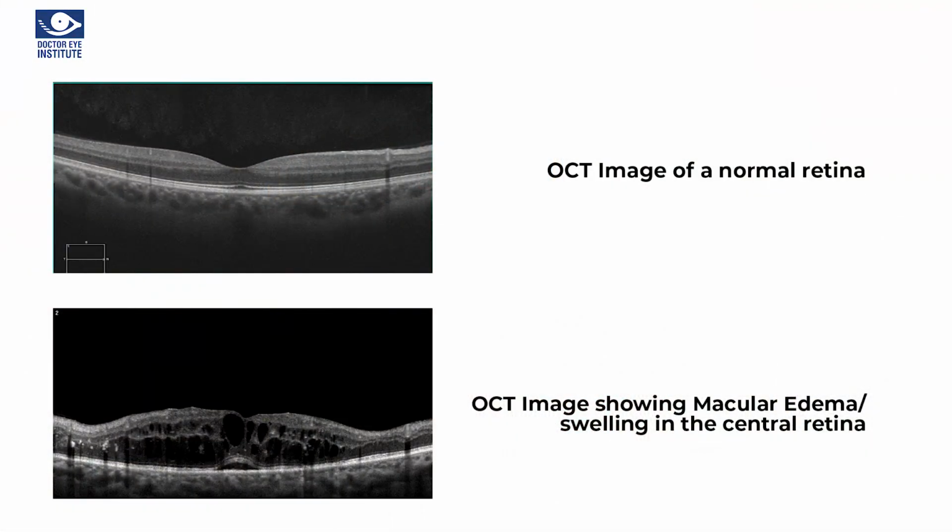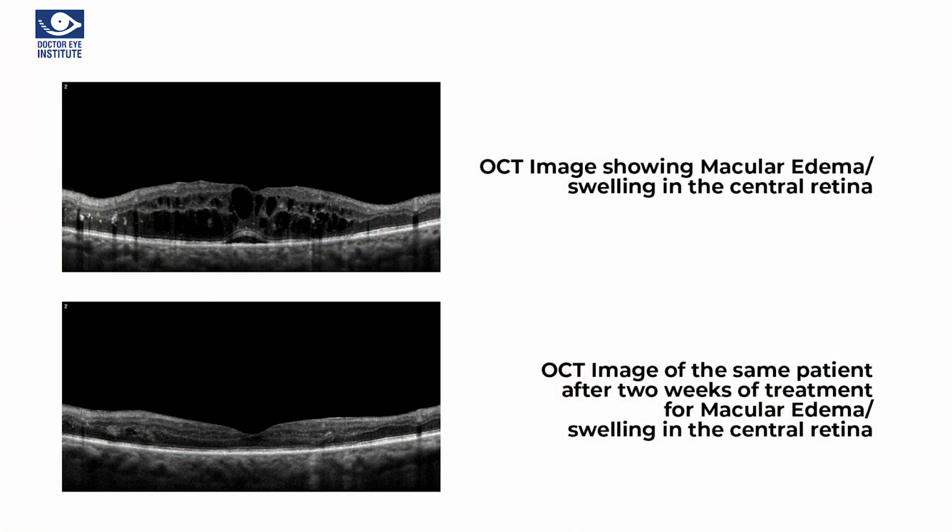As you can see, the upper image is that of a normal retina, which is only about 250 microns in thickness, and the OCT enables us to visualize all the 10 layers of the retina distinctly. The lower image is that of a patient having swelling in the central retina due to diabetes. The large black oval-shaped spaces represent areas of waterlogging in the retina, while the bright white dots represent the cholesterol which has leaked from the blood vessels due to diabetic retinopathy.